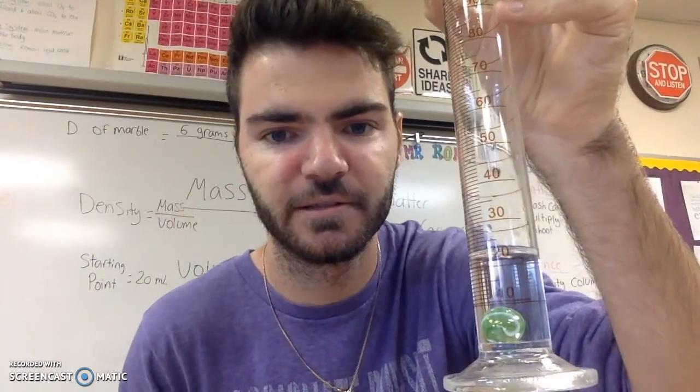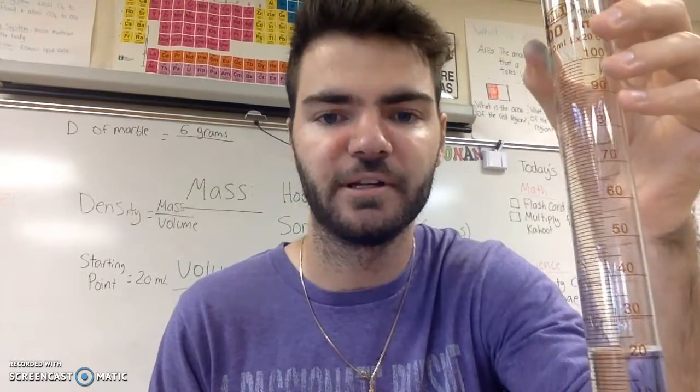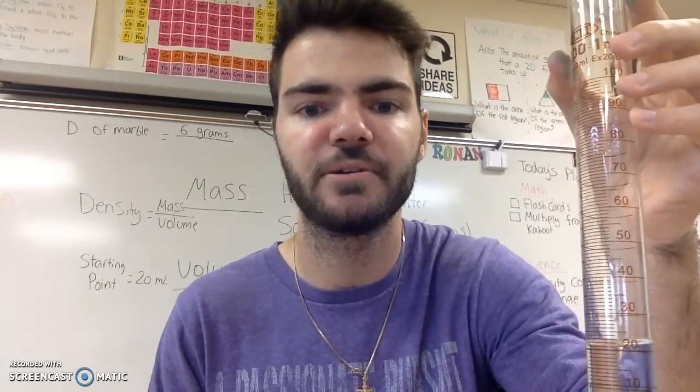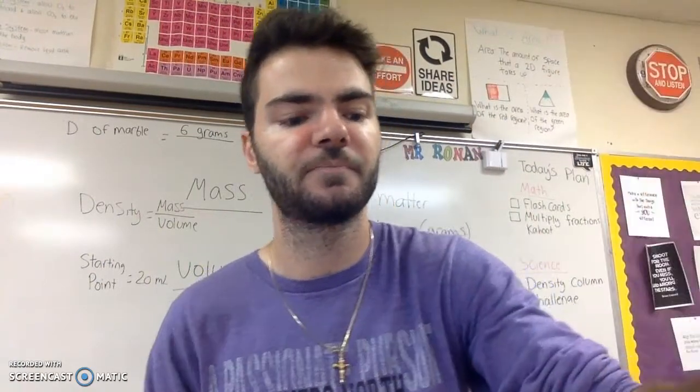Okay. So if we're looking closely here, it looks like the water is at about 23 milliliters. So remember, we started at 20 milliliters. Once I added the marble, we ended up at 23 milliliters. So how many milliliters or centimeters cubed must this marble be? What must the volume, how much space must this marble take up? Well, we jumped 3 milliliters, right? We went from 20 to 23. So that means the marble has a volume of 3 milliliters or 3 centimeters cubed.